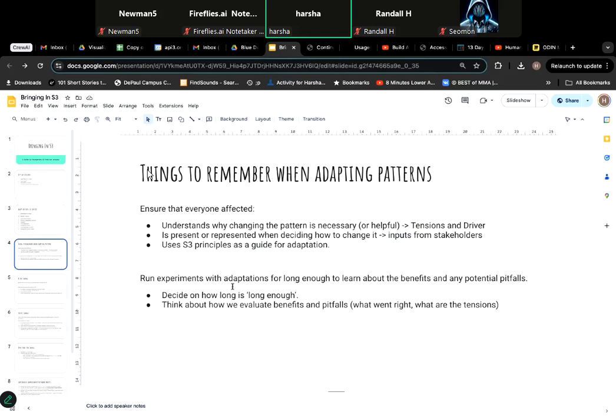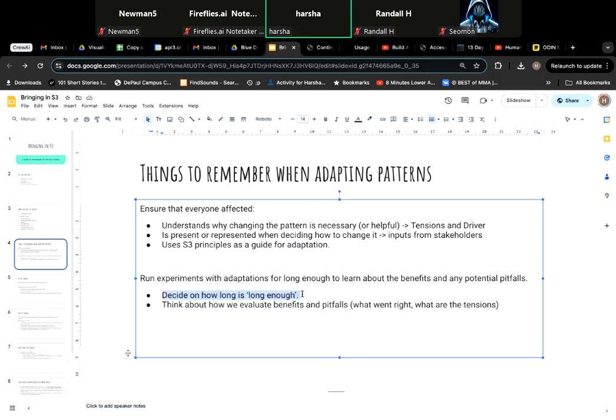And then we run experiments with adaptations for long enough to learn about the benefits and any potential pitfalls. So here, when I was going through the guide, I had a couple of questions. How do we decide what is long enough? I think this is something that is not written in stone. So I think the group decides, okay, we'll try consent like 10 times, 20 times, or we'll go through it with 10 different drivers. So this is something that we have to decide as a group and see if it works or not, or if we think we should give it more time.